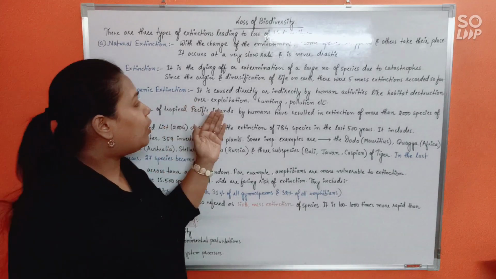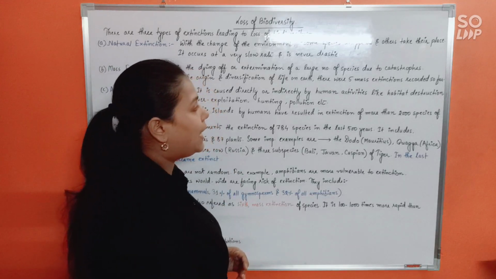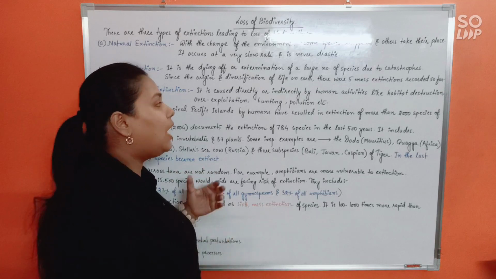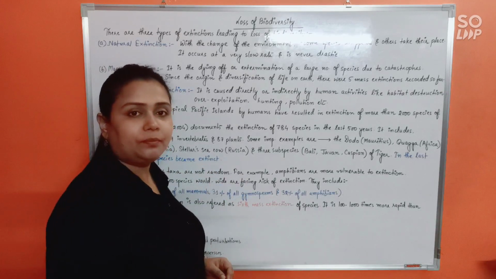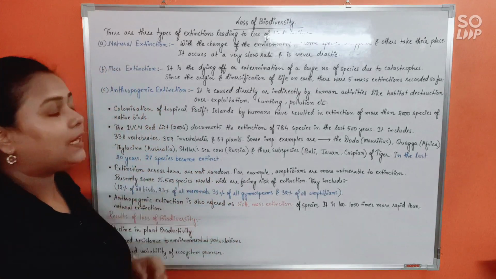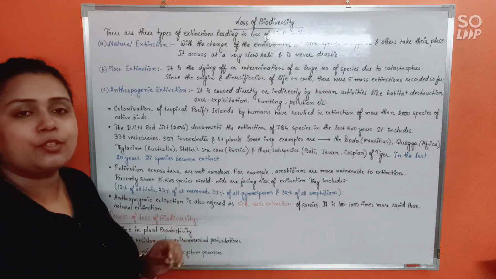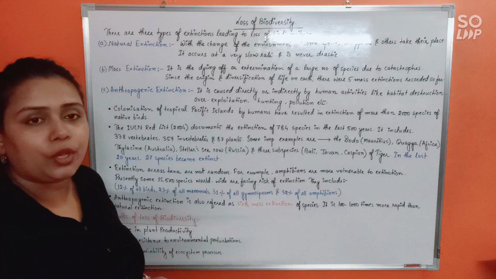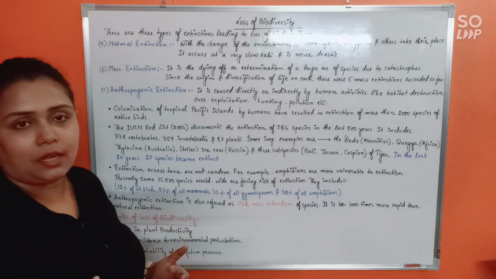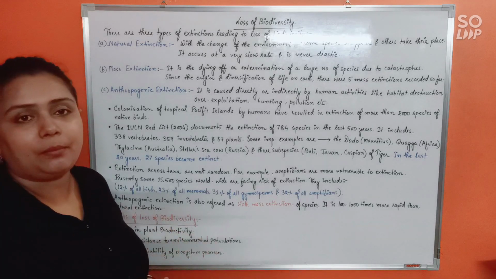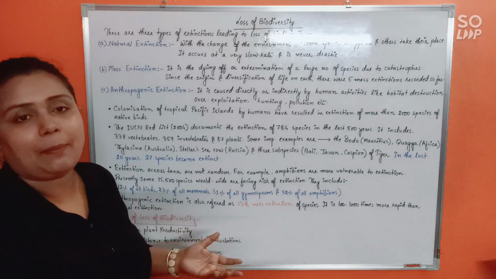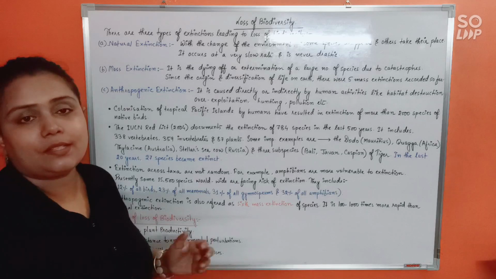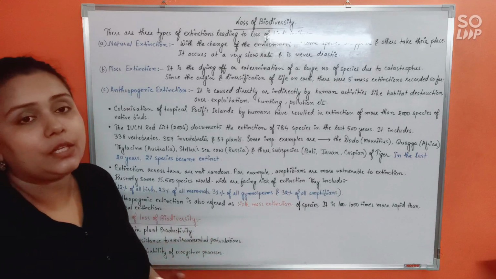Now, third one is the most dangerous one, that is anthropogenic extinction, also known as man-made extinction. It is caused directly or indirectly by human activities like habitat destruction, overexploitation, hunting, pollution, etc. Anthropogenic extinction is also referred to as the 6th mass extinction that's going on, and due to certain man-made activities, mass extinction has been occurring continuously, 100 to 1000 times more rapidly.